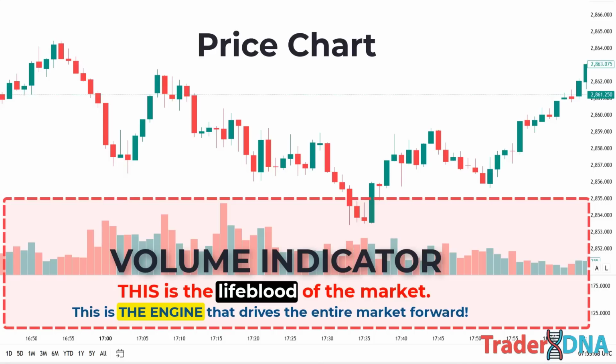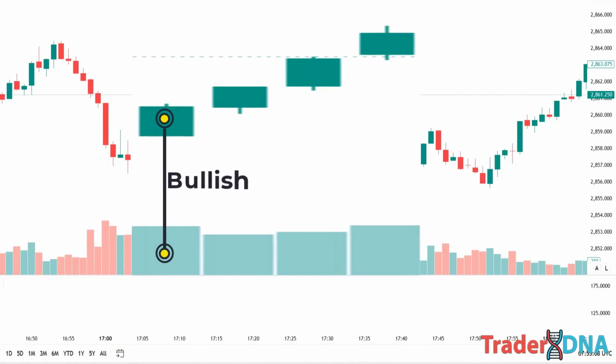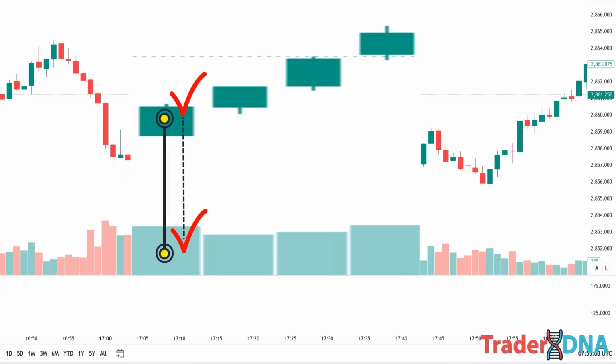Now, generally speaking, when you see a bullish candle, green, the volume histogram also turns green. And the taller that histogram is, the stronger the buying pressure. Makes sense, right? The bigger the price increase, the more volume behind it. And if the price moves slowly or candles get smaller, the histogram shrinks as well.